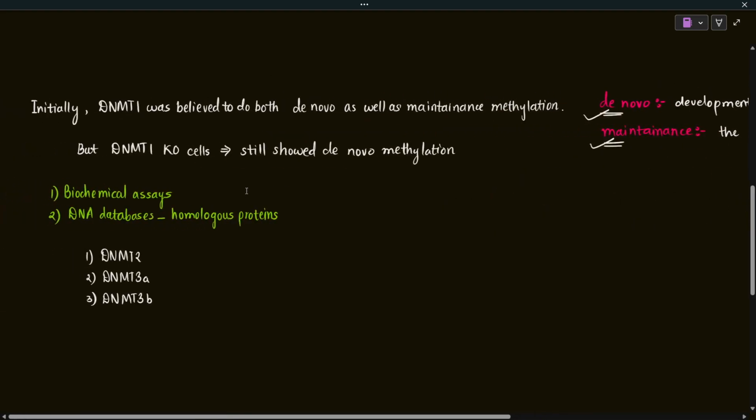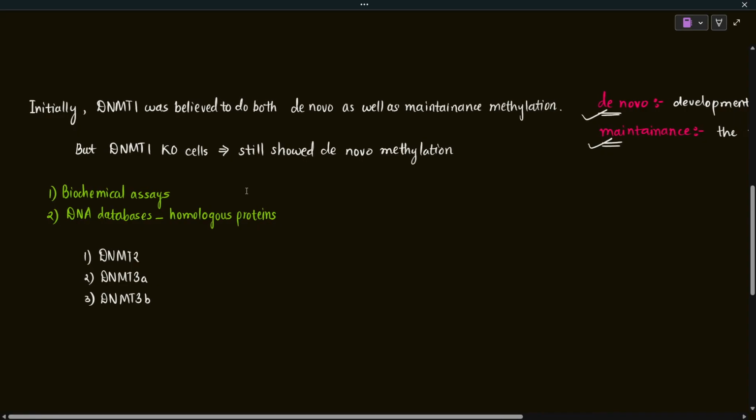So initially, researchers believed that DNMT1 does both jobs, de novo methylation as well as maintenance methylation. But here comes the twist. When they observed DNMT1 knockout cells, meaning they do not have DNMT1, those cells still showed de novo methylation. This proves the hypothesis wrong. It means there is something besides DNMT1 which is doing the de novo methylation.